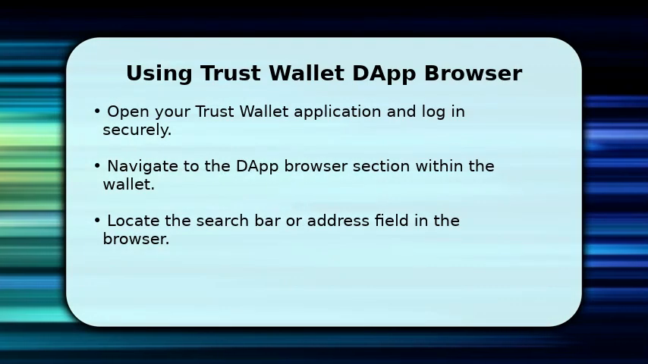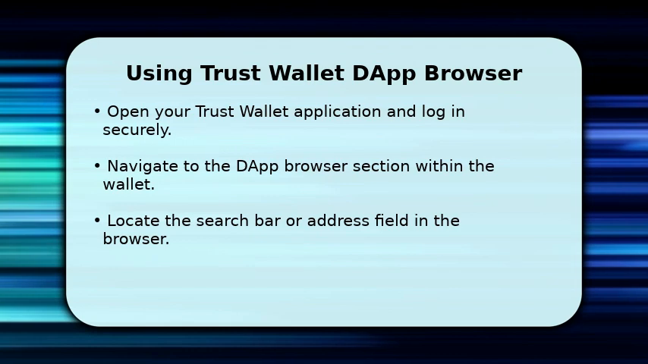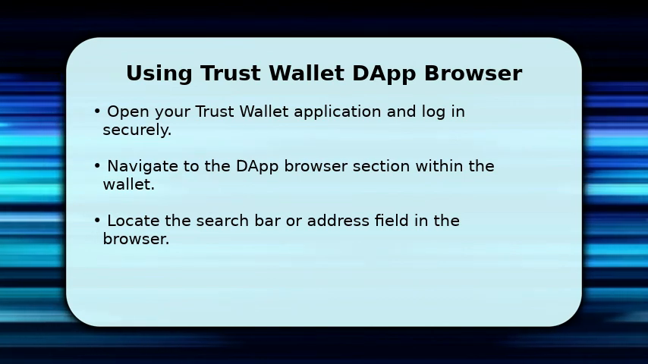Next, open your Trust Wallet application and securely log in using your passcode or biometric authentication. Once inside, find and tap on the D-App browser icon, usually located at the bottom of the screen. This browser allows you to interact with decentralized applications. Look for the search bar or address field at the top of the D-App browser.